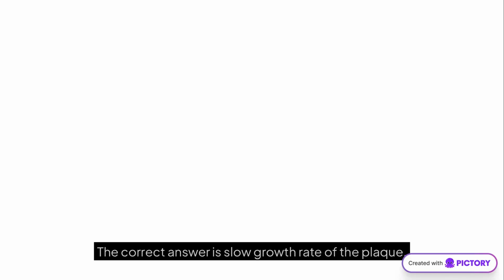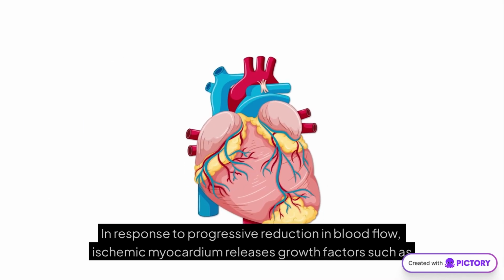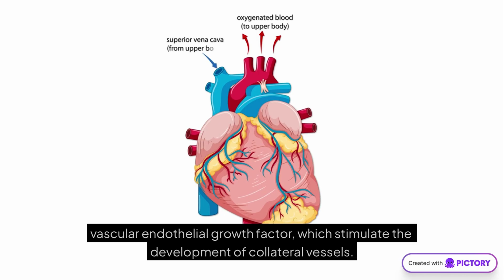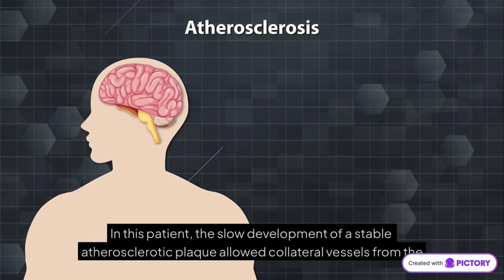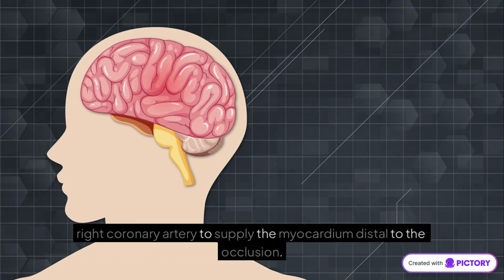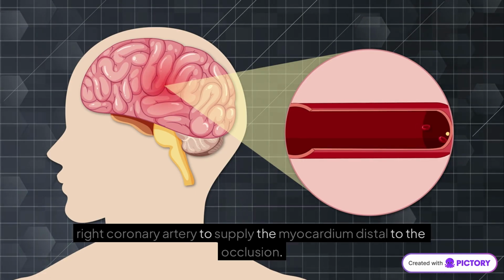The correct answer is slow growth rate of the plaque. In response to progressive reduction in blood flow, ischemic myocardium releases growth factors such as vascular endothelial growth factor, which stimulate the development of collateral vessels. In this patient, the slow development of a stable atherosclerotic plaque allowed collateral vessels from the right coronary artery to supply the myocardium distal to the occlusion.